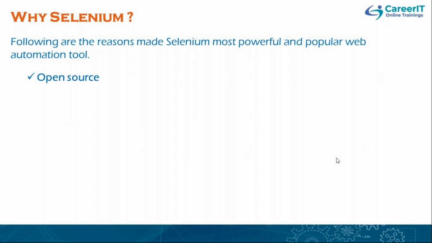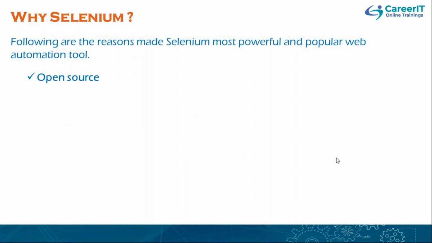That means you don't need to purchase any license, or install any trial version or something like that. So this is an open source tool. Open source is nothing but source code is open to all. That means anyone can go and download the libraries of Selenium, and they can start automating, they can start using Selenium as part of their automation.